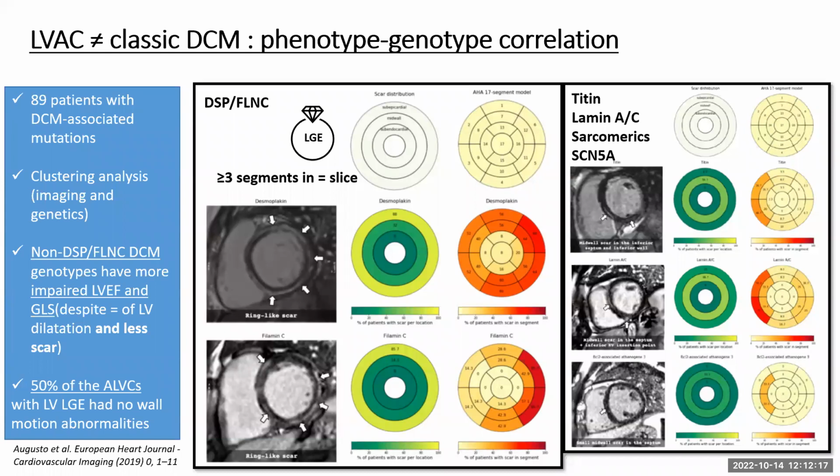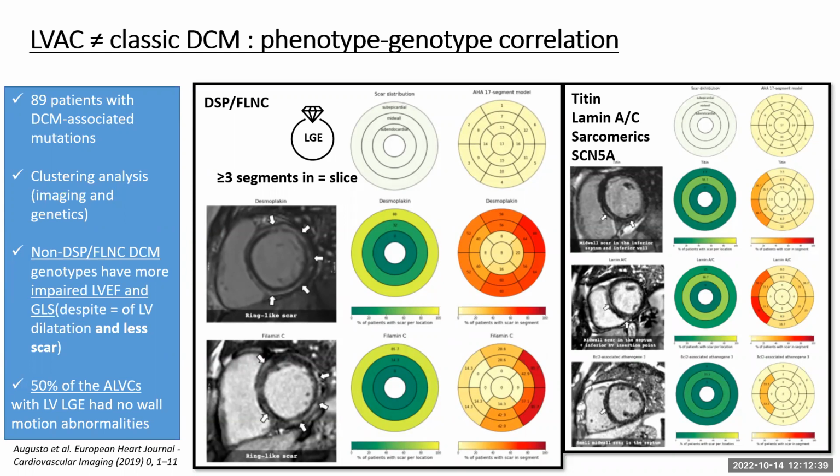This is a fascinating manuscript from the Barts group in UK, where they looked at genetics and imaging features in patients with DCM-related mutations. They used clustering analysis and identified two different groups, one with desmoplakin and filamin C mutations, and the other group involving titin, lamin, sarcomeric, and the sodium channel variants.